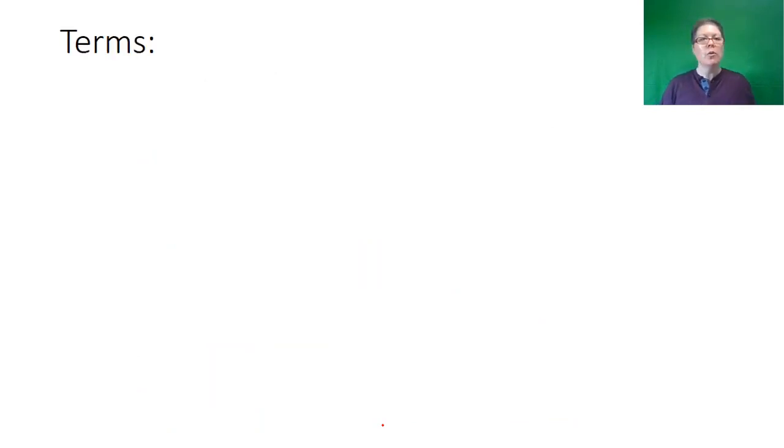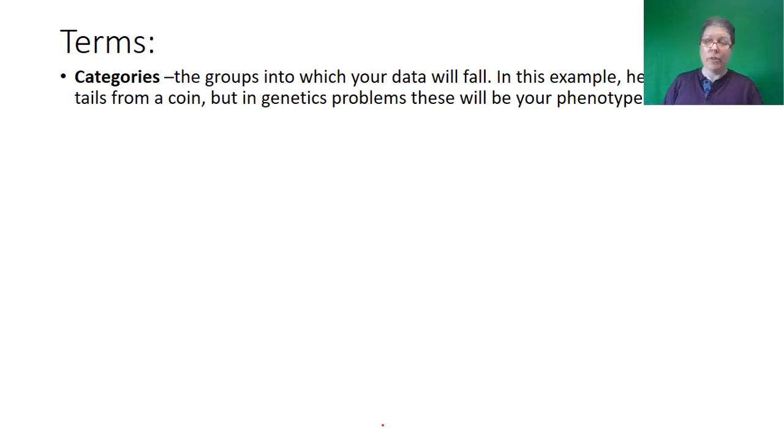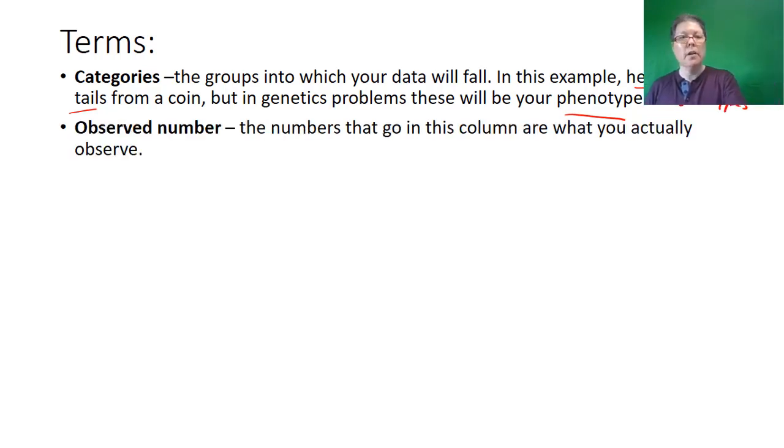So here are some terms you need to know in order to successfully navigate the chi-square test. 1, categories. Keeping in mind that the chi-square test was not invented for biology, so we can use this for all sorts of things. Your categories are your groups into which your data fall. We're going to use an example where we have heads or tails from a coin. Right, in genetics problems, this is going to be your phenotypes or even your genotypes, depending on how you set up your chi-square analysis.